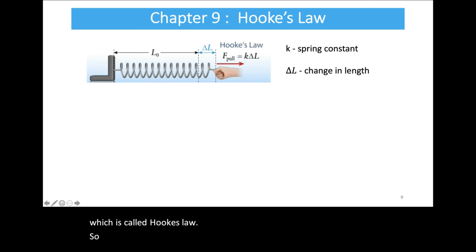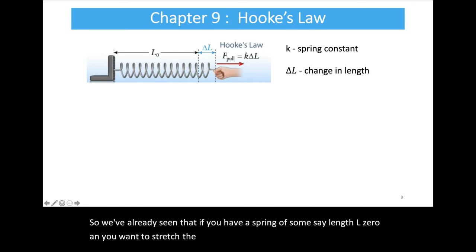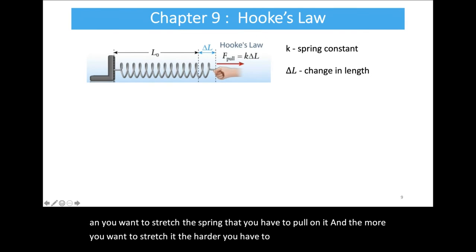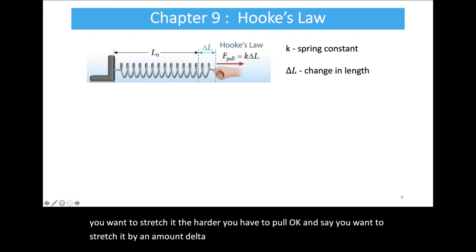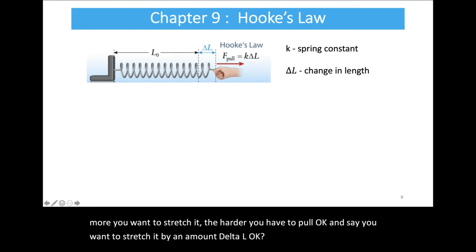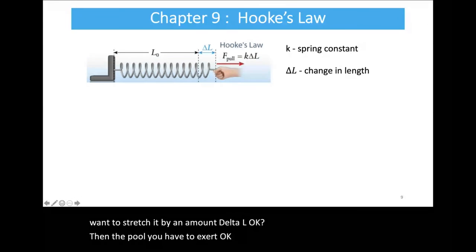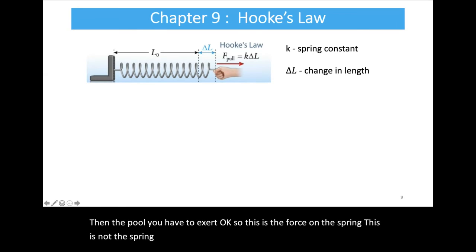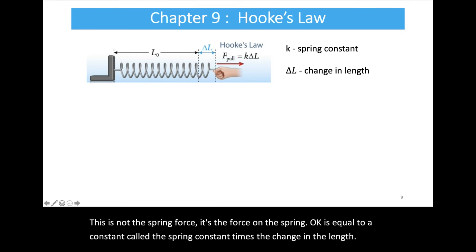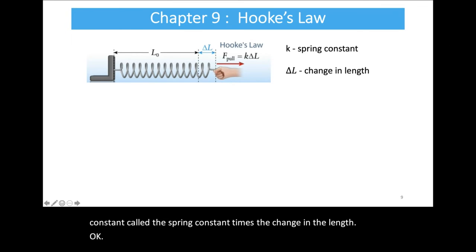So we've already seen that if you have a spring of some, say, length L0, and you want to stretch the spring, you have to pull on it, and the more you want to stretch it, the harder you have to pull. Say you want to stretch it by an amount delta L. Then the pull you have to exert, so this is the force on the spring, not the spring force, it's the force on the spring, is equal to a constant called the spring constant times the change in the length. That's something we've run into before.